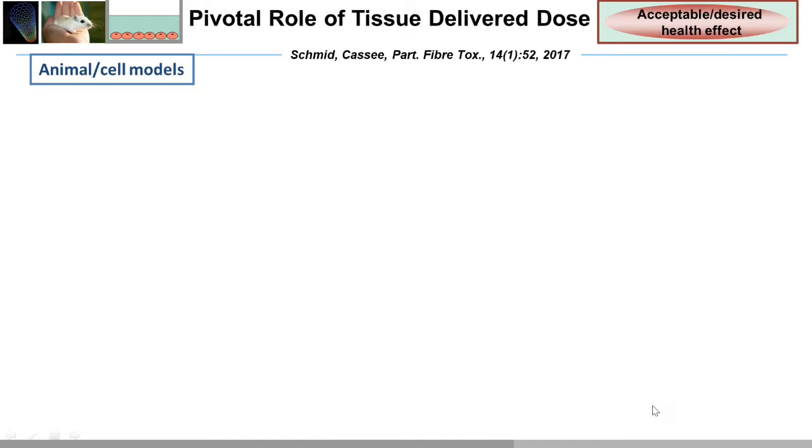So here's an outline of what I'm trying to do. We basically start with in vitro assays and animal models preclinically, and we want to predict what's happening in humans, so human health effects. And we all realize there's a huge gap.